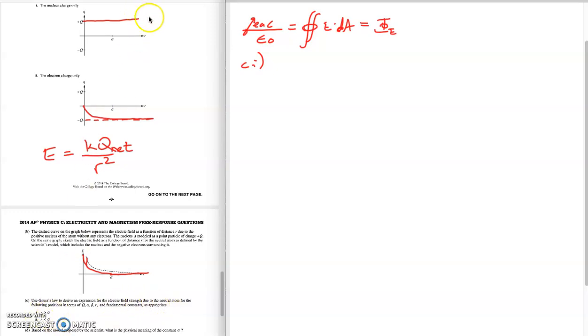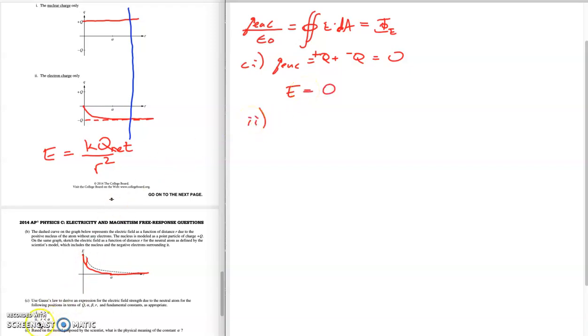Okay, so R greater than alpha, and we'll just pick an arbitrary radius here and draw a line down through these guys. At R greater than alpha, we have plus Q from the nucleus and minus Q from the electron cloud. So Q enclosed equals plus Q plus a minus Q equals 0. So what that means is then that the electric field is going to be 0.